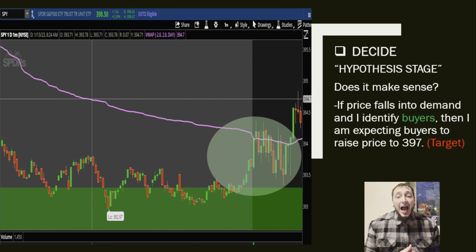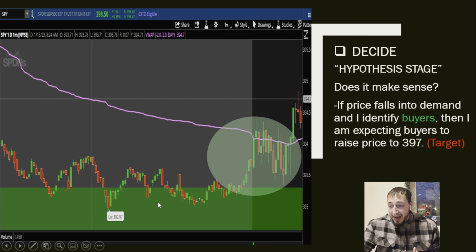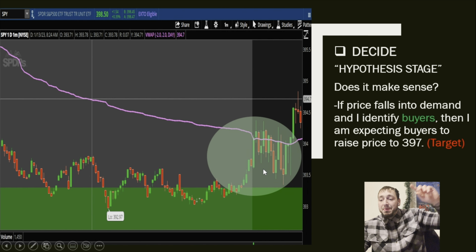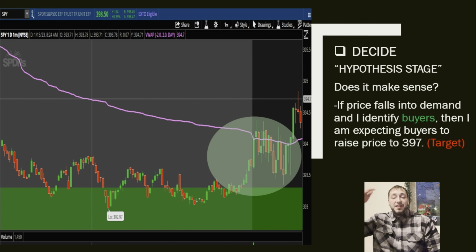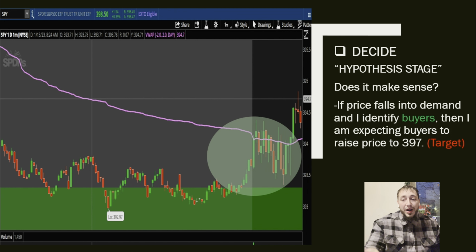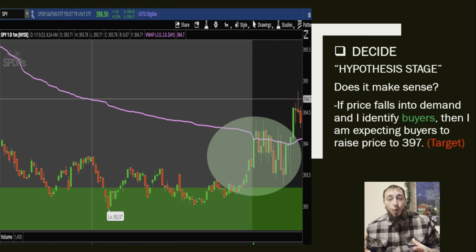So number 3, decide. This is your hypothesis stage. This is where, hey, price has come to demand. If and when I identify buyers, then I'm expecting price to go to 397, my target. So notice I have my entry and I have my target. Super vital. And I also know what I'm looking for. I'm looking for volume to come into a demand zone and/or a chart pattern, tape reading, whatever, to identify that the large buyer from 393 is present.